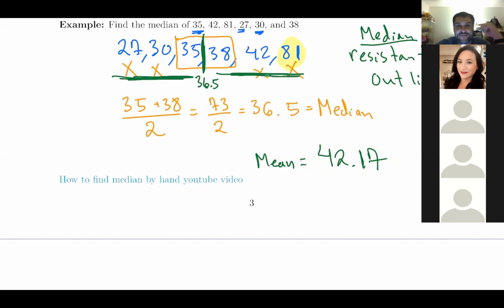All right, but that's it for the median. Any question in regard to the median? All right, and if you are having trouble with the median, here is a YouTube link to go to, and he'll go over another example about the median. In case the examples I did are not really working for you, check it out.